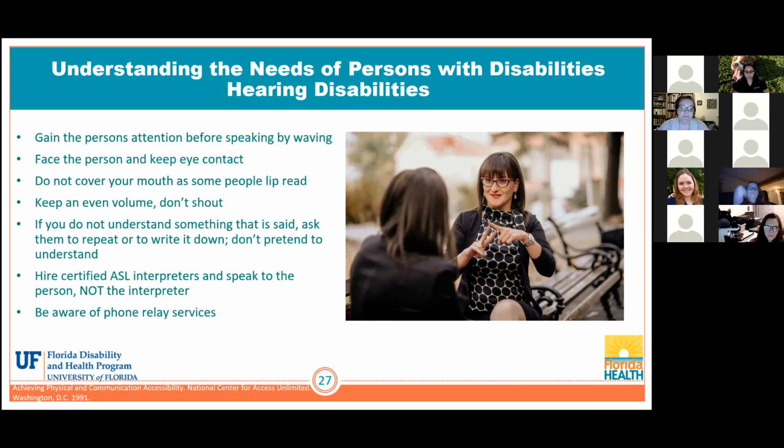And then again, be aware of phone relay services. Phone relay services often sound like the connection of a telemarketer scam call when the computer clicks over to connect. So it's really important that you give a little bit of extra time to make sure it is actually a spam call and that you're not missing somebody who is trying to call on a relay service.